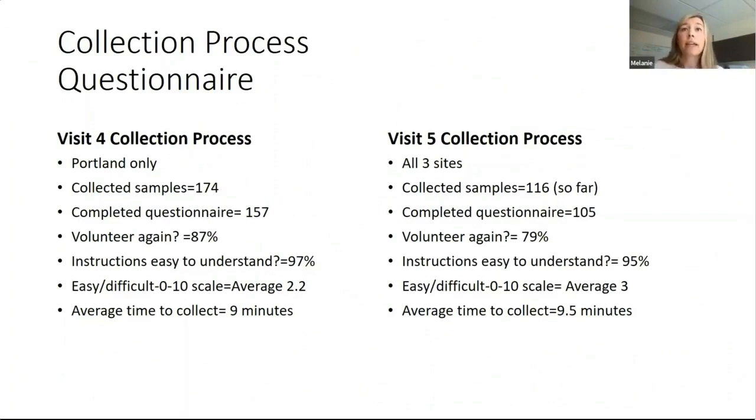On a scale from 0 to 10, how easy or difficult was the collection process? At visit 4, the average was 2.2, and at visit 5, the average was 3. Lastly, the average time to collect the sample at visit 4 was 9 minutes, and at visit 5, it was 9.5 minutes. So pretty similar answers at both visits. Again, the people that collected at visit 4 also collected at visit 5, so they had done this before.